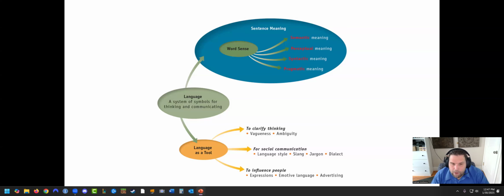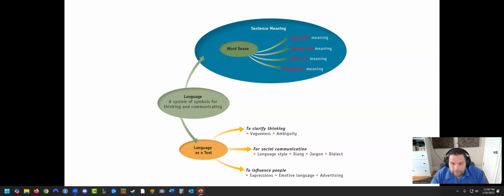Then, of course, looking at language as a tool, it is a tool that is capable of, again, taking on a multitude of different roles. It allows individuals to clarify their thinking. The type of language that is used can be vague, it can be ambiguous, or it can be a lot more directed and precise in order to improve the clarity of the thought that is trying to be conveyed and communicated. Language is a tool for social communication as well.